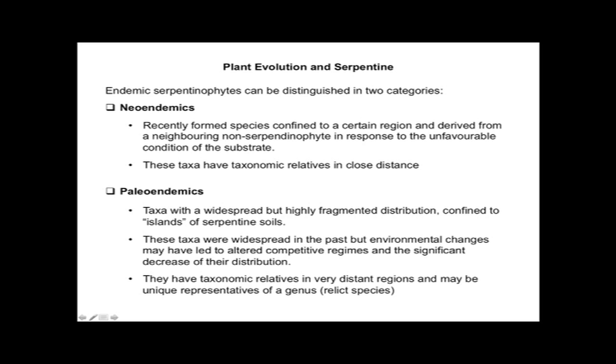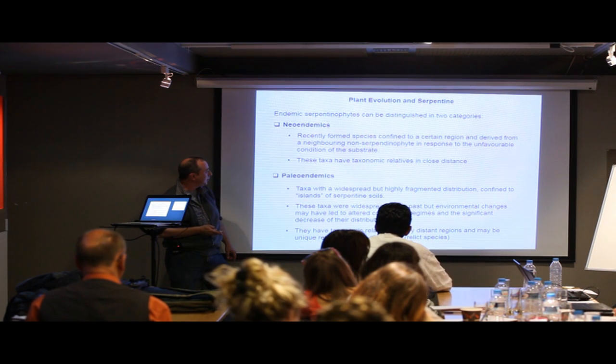These taxa in the past were much more widespread, but environmental change caused a change in their competitive ability. So these taxa are now confined only to serpentine areas. The characteristic of these paleoendemics is that they do not have taxonomic relatives in a very close region. Actually, they have taxonomic relatives in very distant regions and may be unique representatives of the genus and may be relict species. So we have two types of endemics, the neo-endemics and paleoendemics.